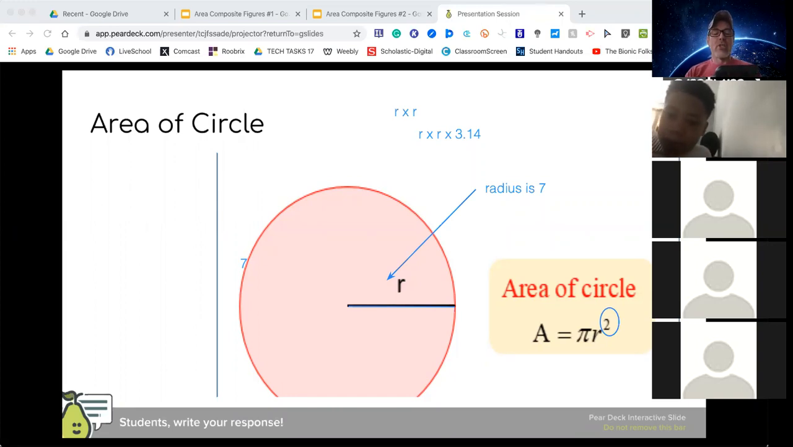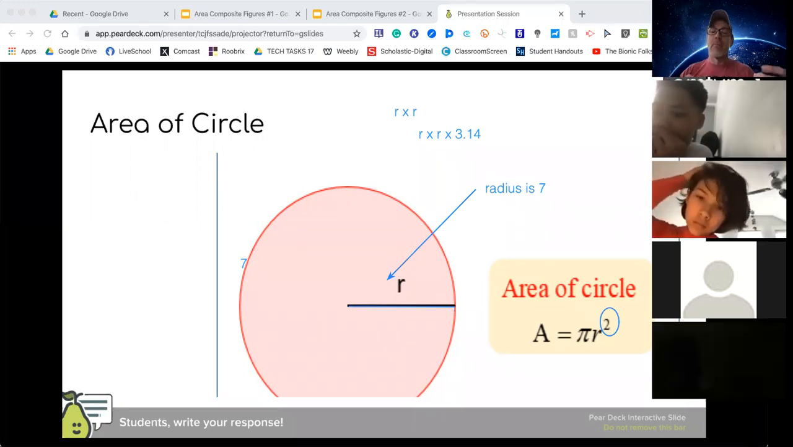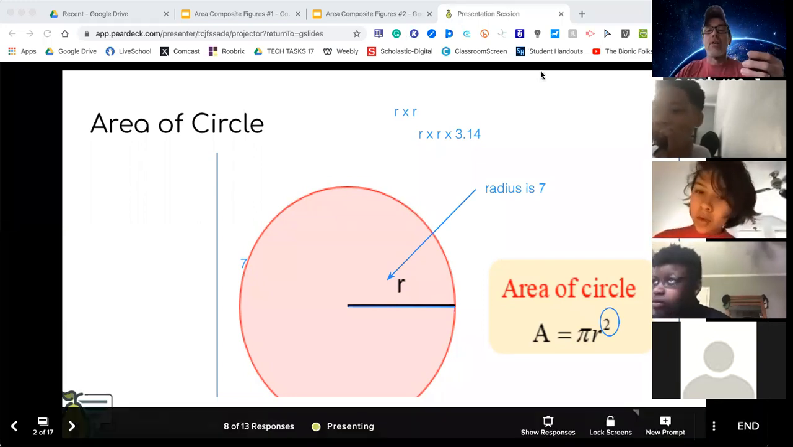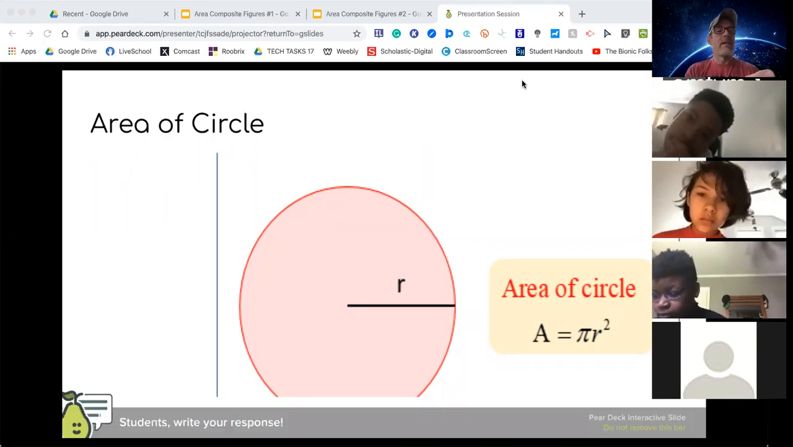So everybody's using their calculator. That's correct. It'd be 153.9-ish, 153.94 square units, right? So I would say 7 times 7 is 49, and 49 times 3.14 would be the right answer, okay? So I'm going to clear this out, and let's move to the next problem. Okay, everybody got that? All right.